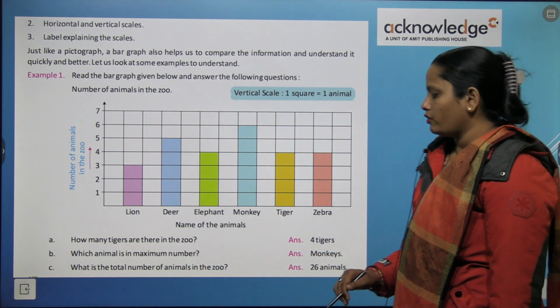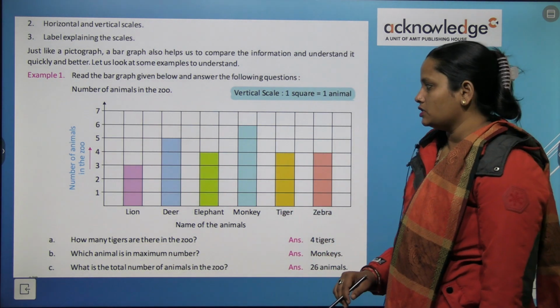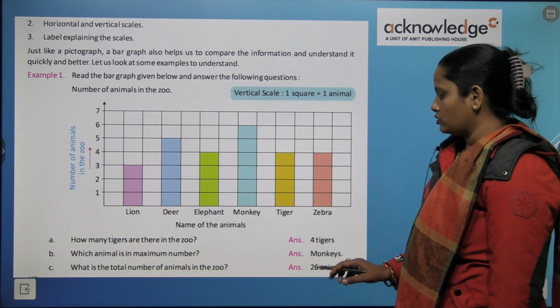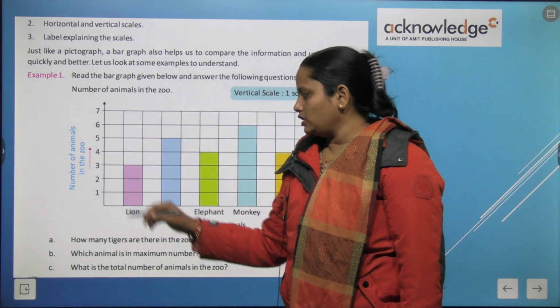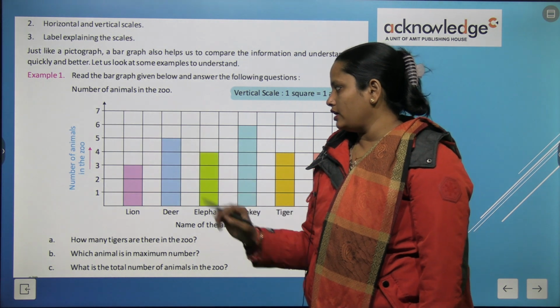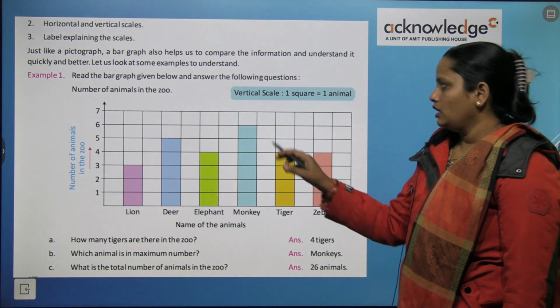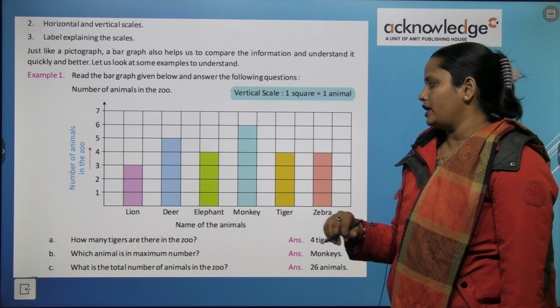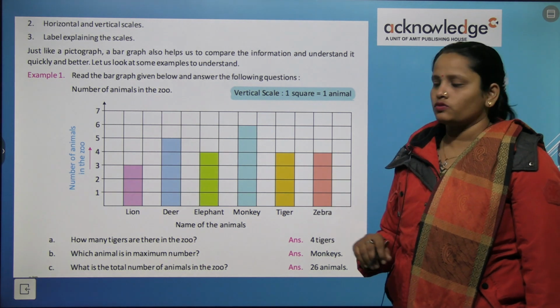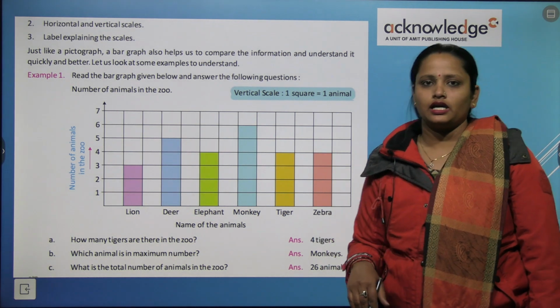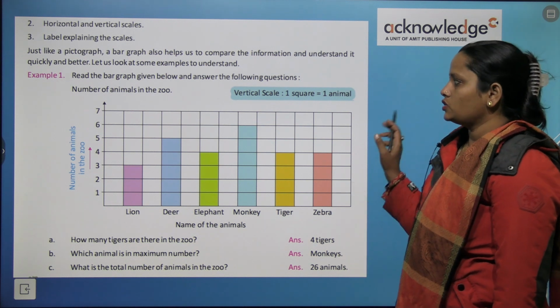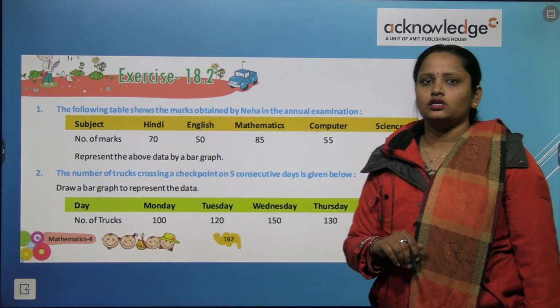What is the total number of animals in the zoo? Total कितने animals हैं? So what we have to do? We have to count. Lion 3 plus 5 plus 4 plus 6 plus 4 and again plus 4. So what we are going to get? We will get 26. So there are 26 animals in the zoo.